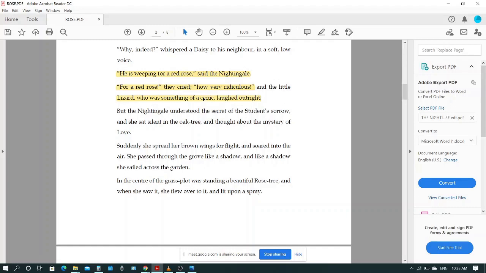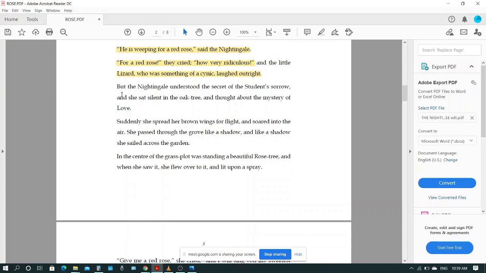At one point in the story he also proves to be correct. Okay, so that is it. In opposition to these, या सगळ्यांच्या oppositionला, there is a reply from the Nightingale. Look what is said here, very very important. Okay, what is said? But the Nightingale understood the secret of the student's sorrow. Okay, only one who has loved someone can understand the feelings of love. So therefore the Nightingale could understand the student's sorrow.